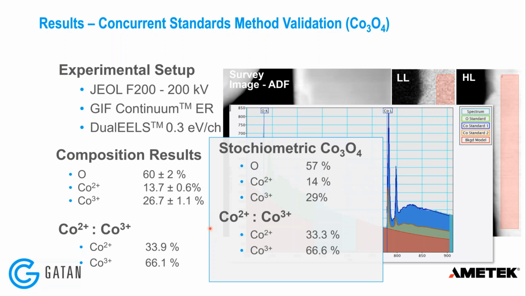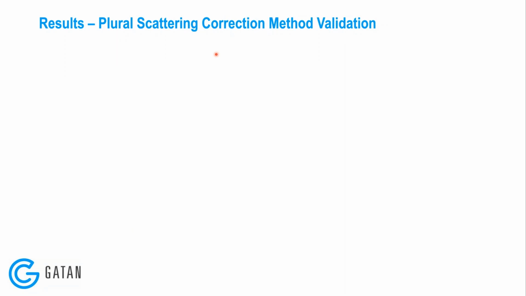So let's just recap the same values for the stoichiometric oxide. For stoichiometric oxide, we're expecting 57% oxygen, 14% cobalt-2, 29% cobalt-3, and a ratio of a third to two-thirds. So if we compare with what we actually measured, we are very much on the money here. So I'd say the method has been validated. Okay, so how do we deal with plural scattering? Let's see how robust that is.